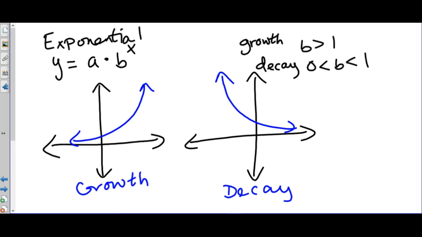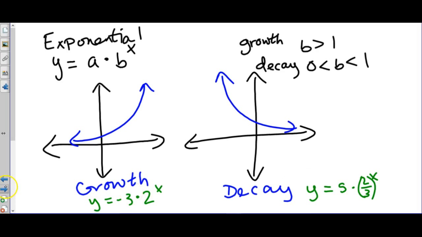So an example of growth would be y equals negative 3 times 2 to the x. Didn't need a parenthesis there. An example of decay would be y equals 5 times (2/3) to the x. Since it's a fraction, I do need a parenthesis there. So b was bigger than 1 here, and b was between 0 and 1 here, which tells us when we have growth and when we have decay.